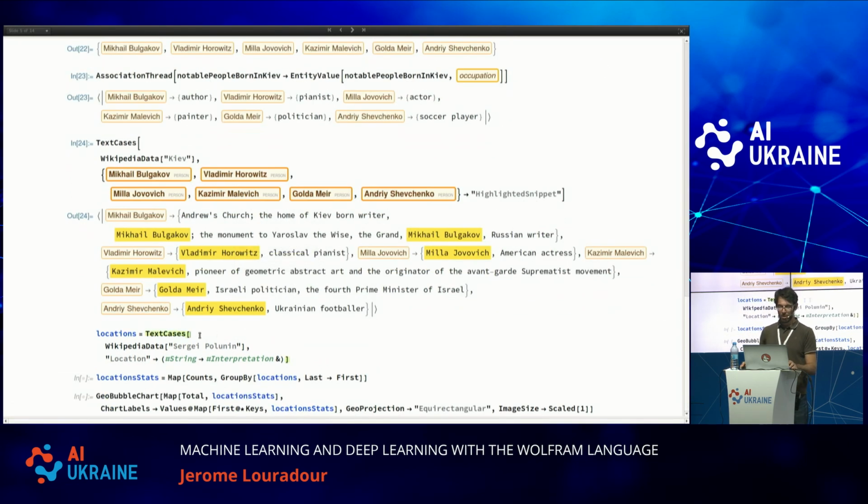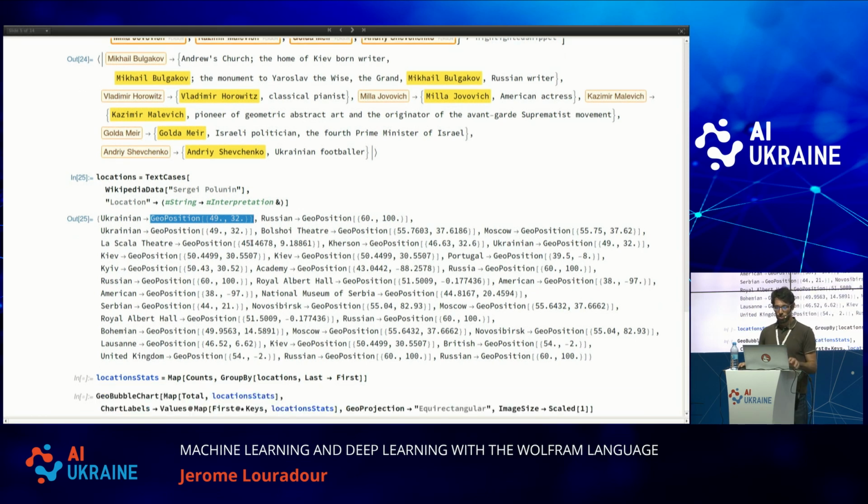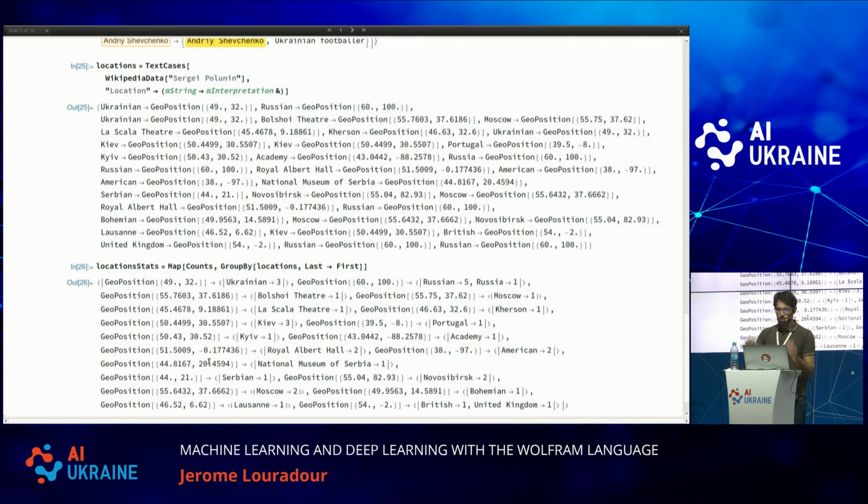Okay, a last example, on the Wikipedia page of Sergei Polonin, the ballet dancer. For example, I wonder where he had an influence or where he lived around the world. So I'm going to find in the page all the mentions of locations, and I'm asking to display the result as the string in the text and the interpretation, which is here a geoposition. The geoposition is also a Mathematica object. Here I just transform my data. I group by all the locations to which strings they correspond in the text and the number of occurrences.